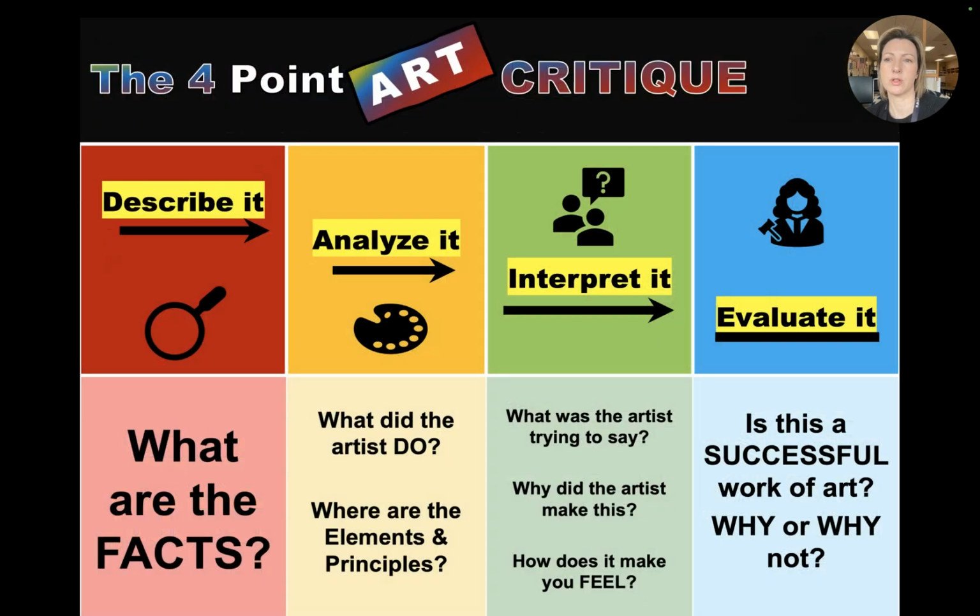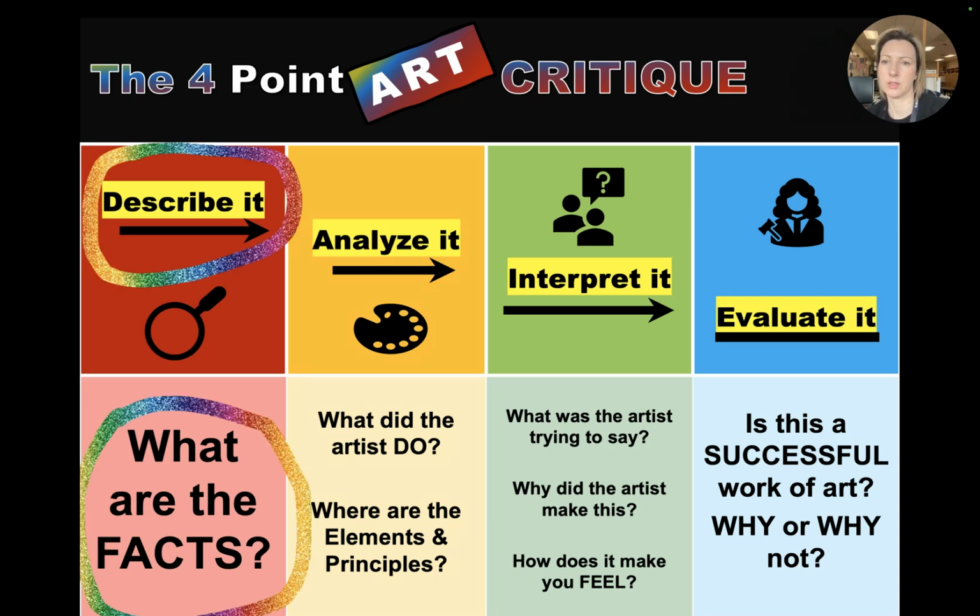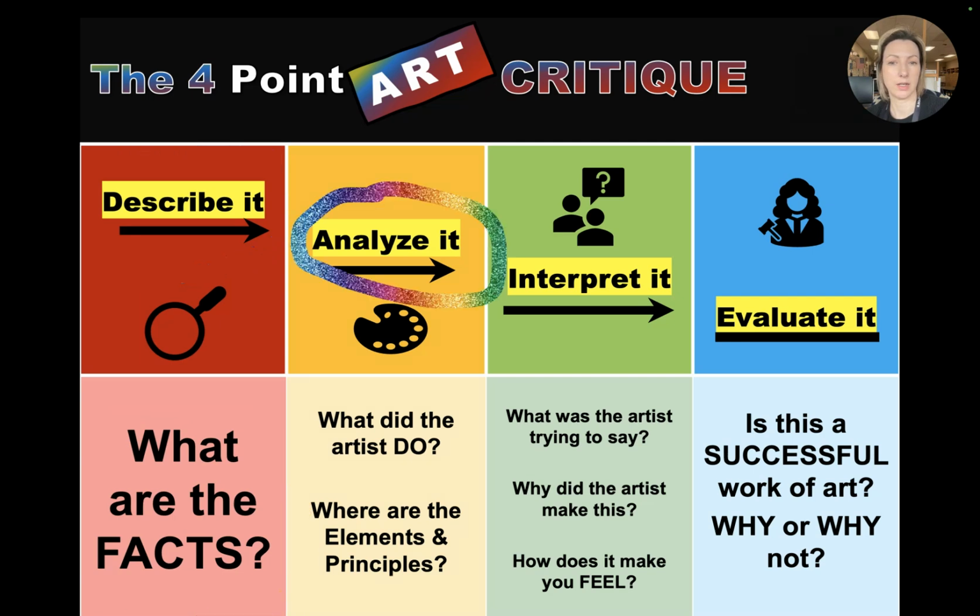So the type of critique we're going to be doing is called the 4-point art critique. Like it's in the title, there are 4 parts. Let's do a brief overview and then we'll get into these in detail. The first part is to describe it. What are the facts? Who made it? When was it made? What is it made out of? Those types of things.